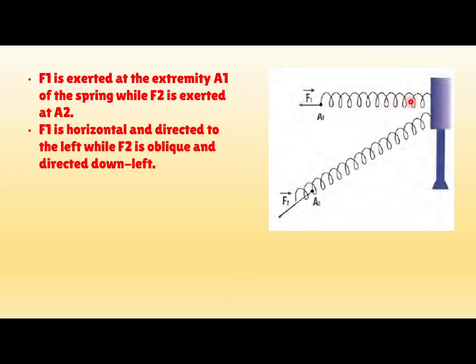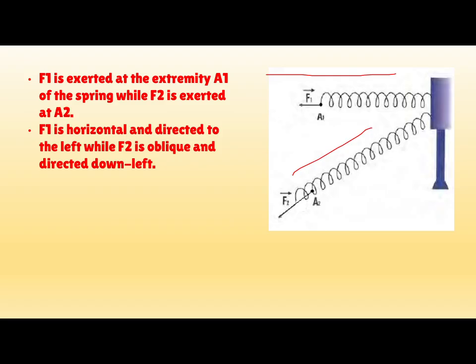The line of action of F1 is horizontal, while here it is oblique. So the second difference is the line of action of the force. The line of action of the force here is horizontal. The meaning of horizontal is like that. While F2 is oblique. So F2 is oblique and F1 is horizontal.